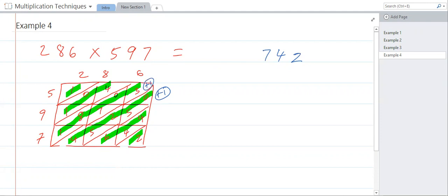1 plus 8 is 9. 9 plus 7 is 16. 16 plus 4 is 20. So 0, carry the 2 over. Now 1 plus 0 is 1, plus 4, 5, 7. We have a 7 there. And then, of course, nothing to carry over, 1 in here.